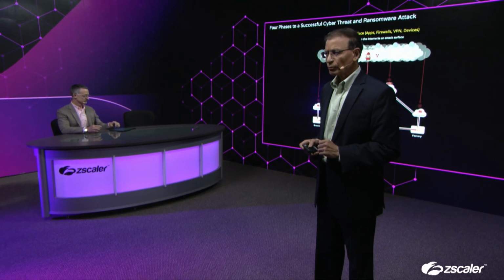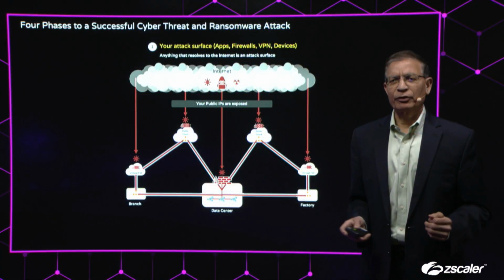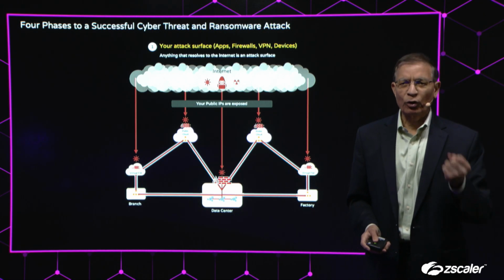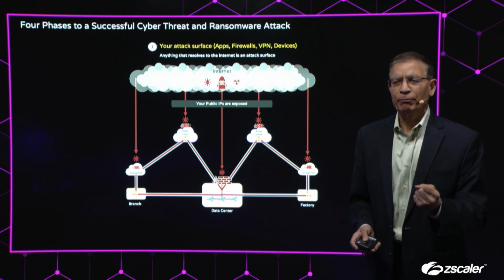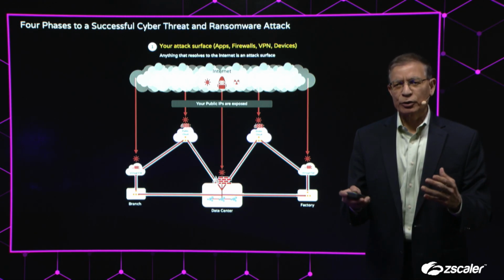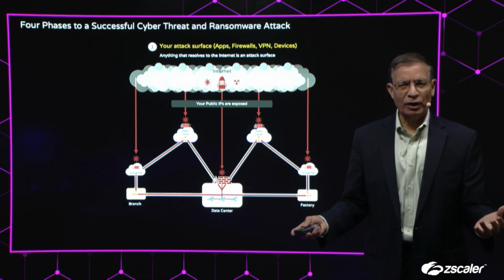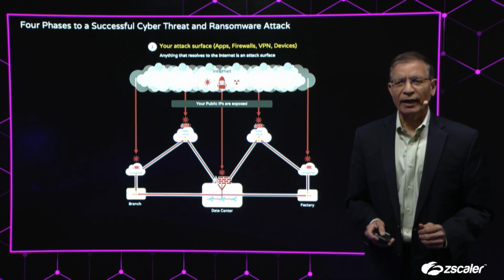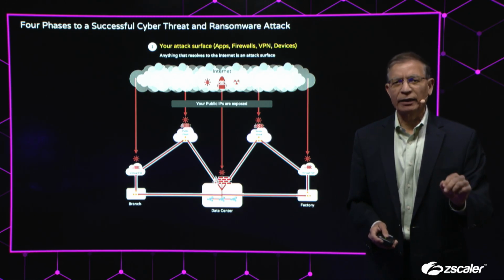So how do bad guys come after you? First, they find your attack surface. Every firewall, every application, every VPN that resolves to the open internet is an attack surface. The more branches you have with more firewalls, the bigger your attack surface, because that's how bad guys find you.